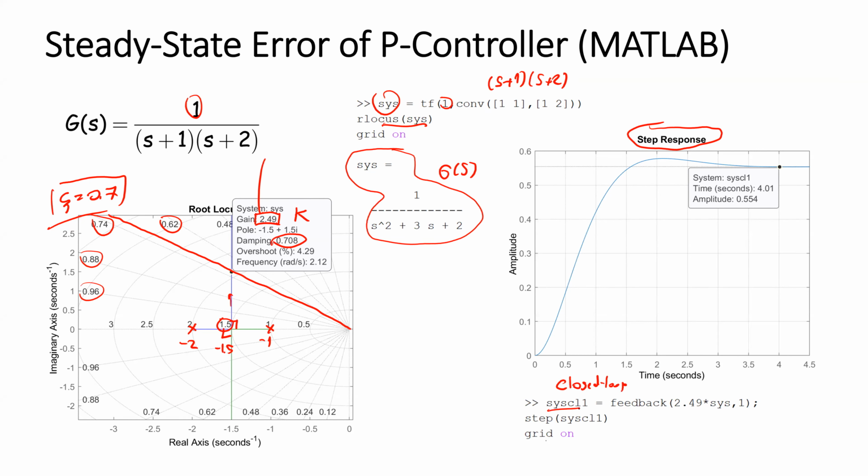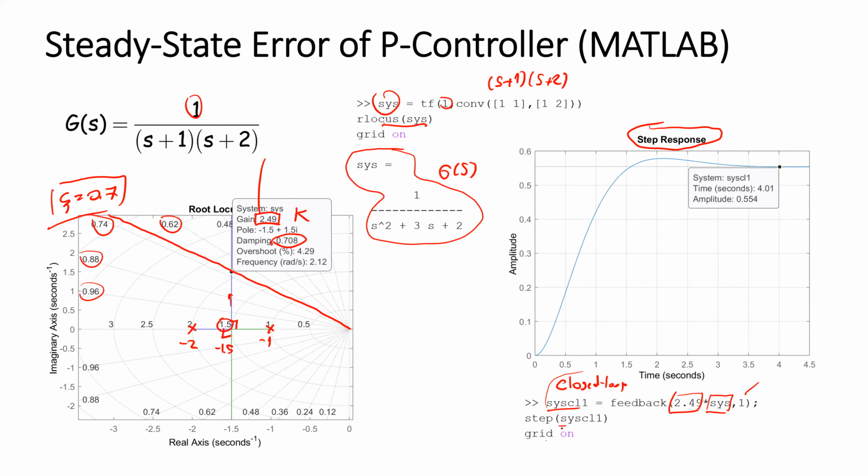Closed loop means 6CL. I name it 6CL. So for the closed loop transfer function, we have the gain multiplied by the system transfer function, and the feedback gain is 1. And we have the closed loop transfer function.